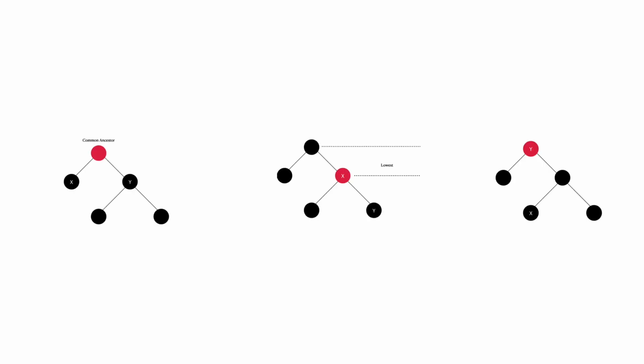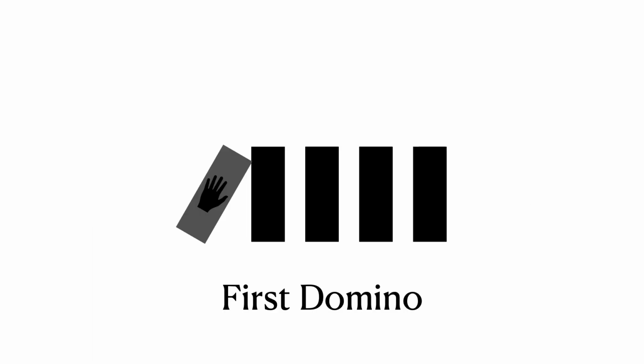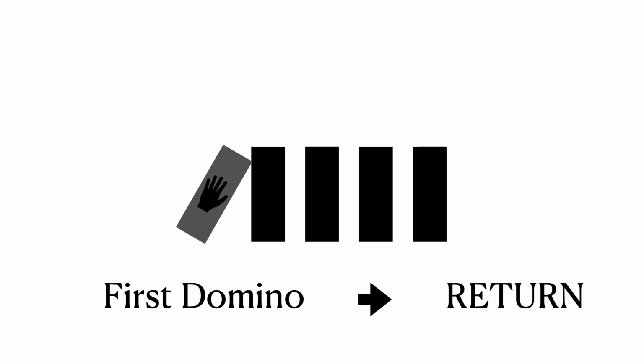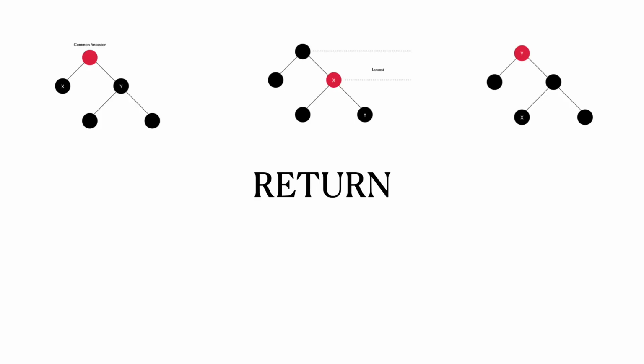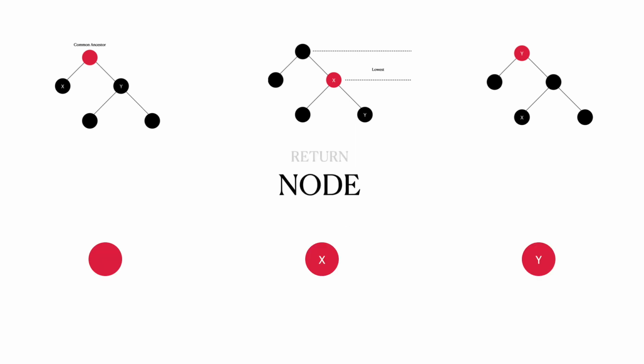Here are all the test cases we've used. You can make more test cases by yourself. Let's touch the first domino. Touching the first domino is like returning the value. What is the return value for this problem? Node. These are the return values for the previous test cases.